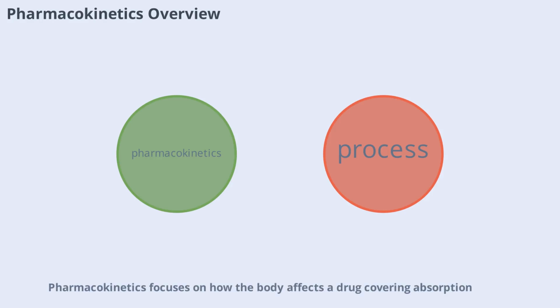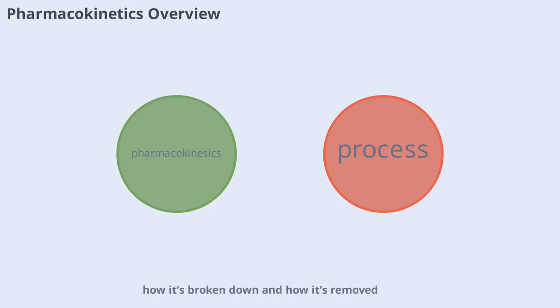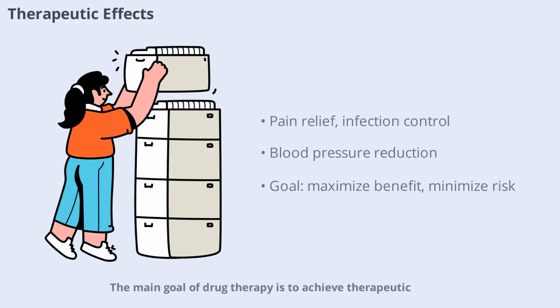Pharmacokinetics focuses on how the body affects a drug, covering absorption, distribution, metabolism, and elimination. It answers questions like how quickly a drug is absorbed, how it spreads, how it's broken down, and how it's removed. Understanding pharmacokinetics is crucial for determining the right dose and timing for medications, ensuring they work as intended without causing harm.